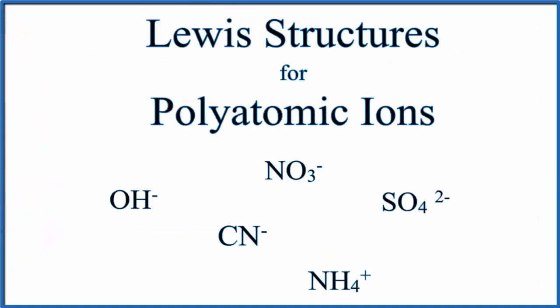So back to Lewis structures for these polyatomic ions. We'll go through in this video and do 5 different Lewis structures for common polyatomic ions. They'll get a little bit harder as we go through the video. Let's start with the hydroxide ion, OH minus.